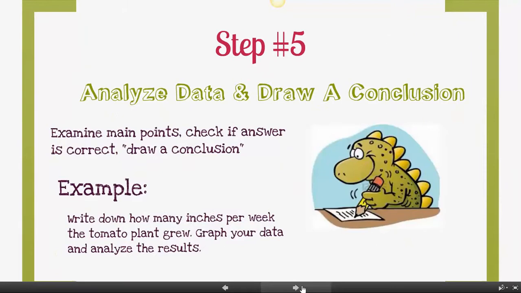Alright, once we've done the experiment, we need to collect our data. During the experiment, you would be collecting data by measuring your plant every day, and you would then chart your data and put it into a graph, analyze it, and then come up with some sort of conclusion. So we would examine our main points, check if our answer is correct, and draw a conclusion. For example, with our tomato plant, we would write down how many inches per week the tomato plant grew, and then we would graph our data and analyze our results.